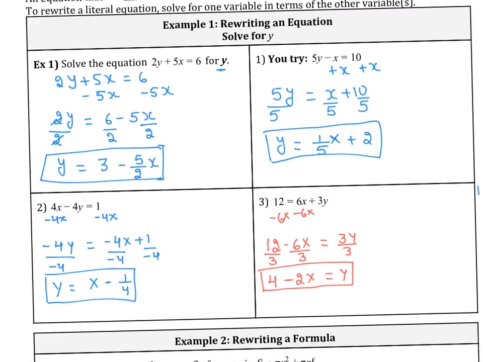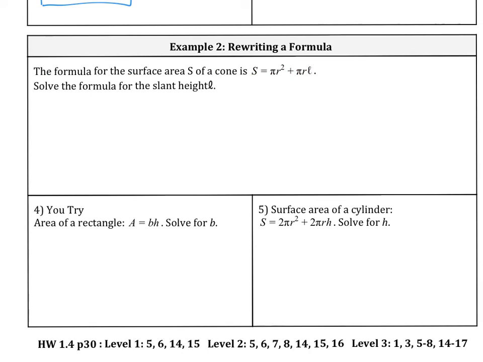Let's just do example number 2 from the bottom here. The formula for the surface area S of a cone is S equals pi r squared plus pi r L. You're going to solve the formula for the slant height L. It means L should be by itself. So the first step is to rewrite the equation, and then solve for L. It means this should be isolated.